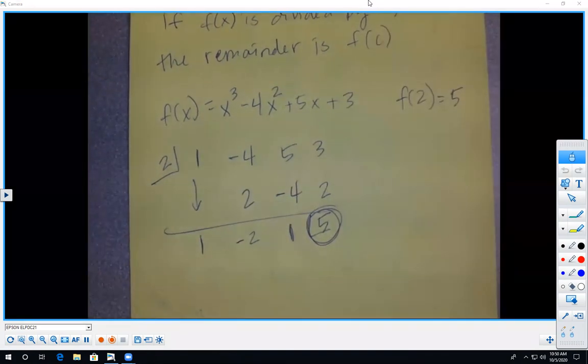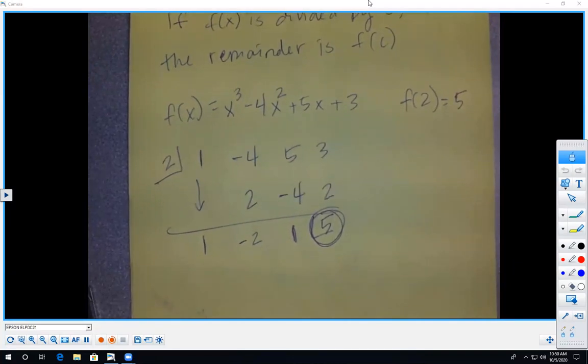Okay, so we will do more of that next time, and we will use all of this next time. Go home and practice synthetic and long division because we're going to be using it a lot on Wednesday.